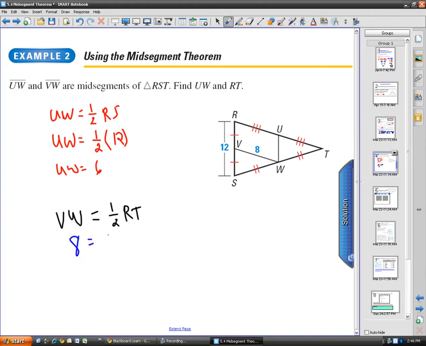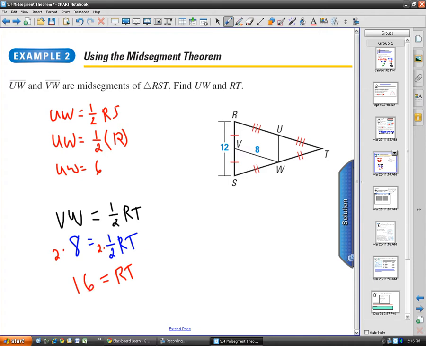Solving algebraically, to get rid of a multiplication by a half, I multiply by 2 on both sides, because 2 times 1/2 is 1. So I'm left with 1 RT is equal to 16. It's supposed to be a 16 here. I don't know why it came out so funny. 16, so that would be our answer, and that's really all we're looking for. Hopefully that works for you.